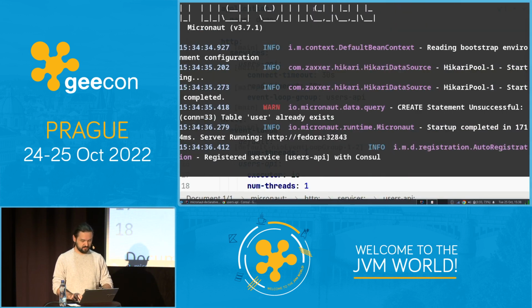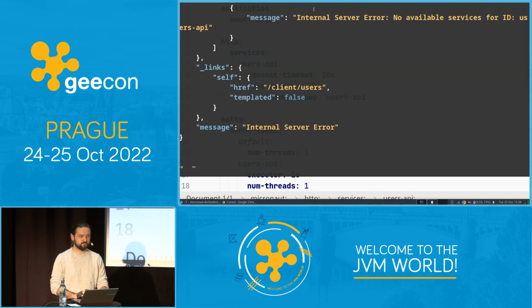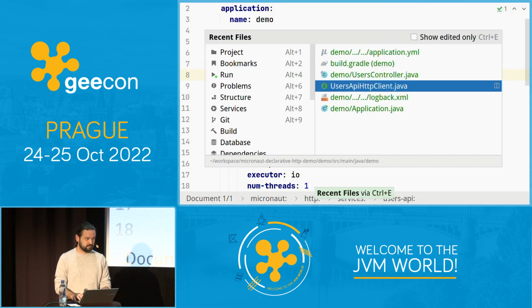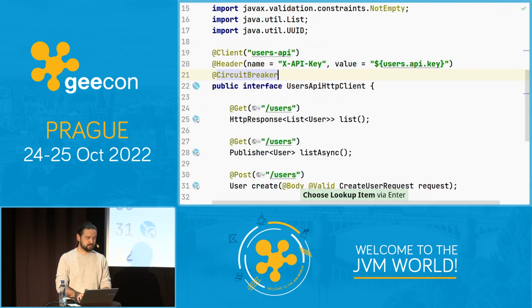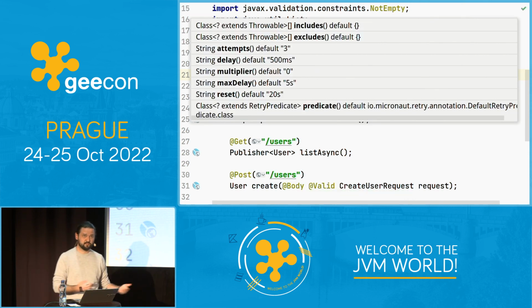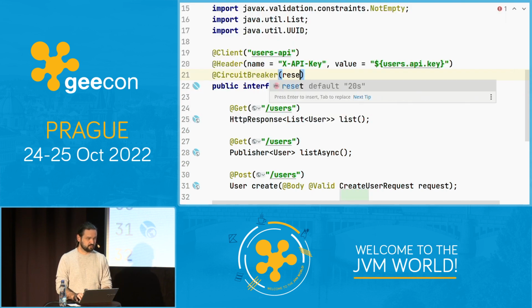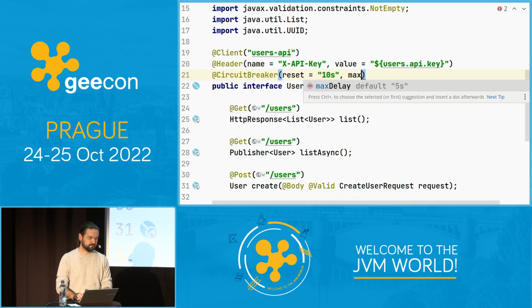So firstly, I will just kill those two applications so that we can see what happens if we call users. Of course, we get no available services. And let's fix it with circuit breaker. For that, we have the circuit breaker annotation. There are multiple options you can specify, like which exceptions cause problems, how many attempts, what is the predicate for the retry. Today we're going to specify two things. We will change reset to 10 seconds and max delay to 1 second.